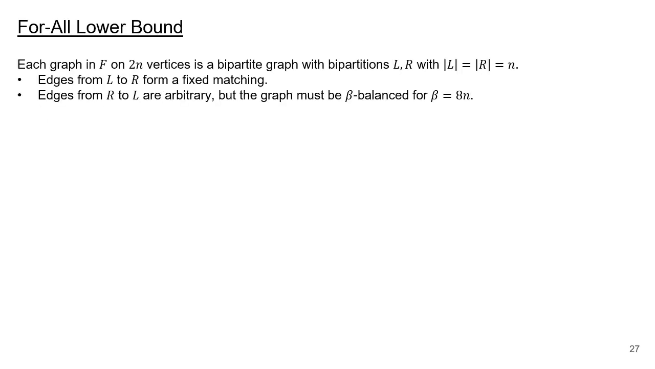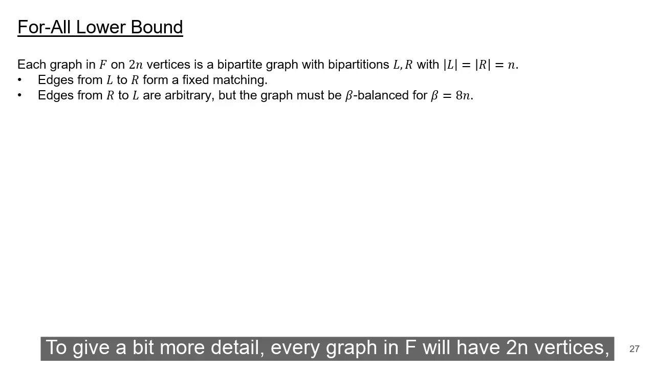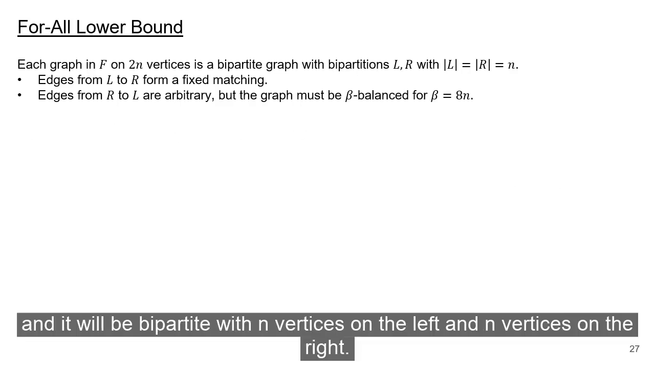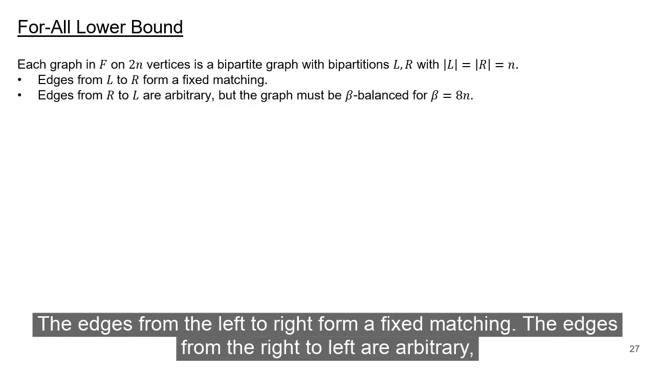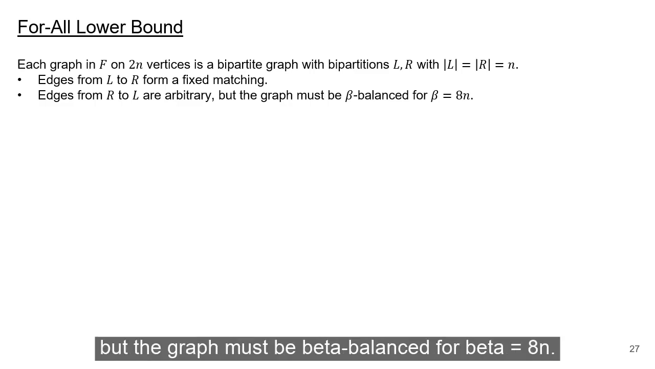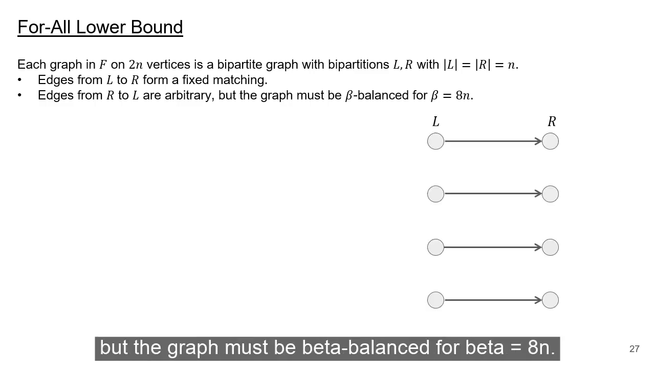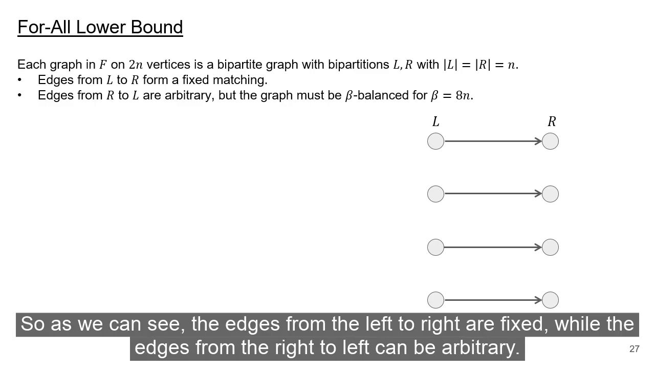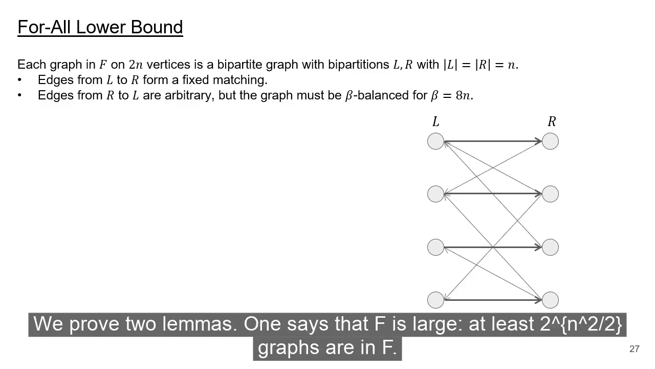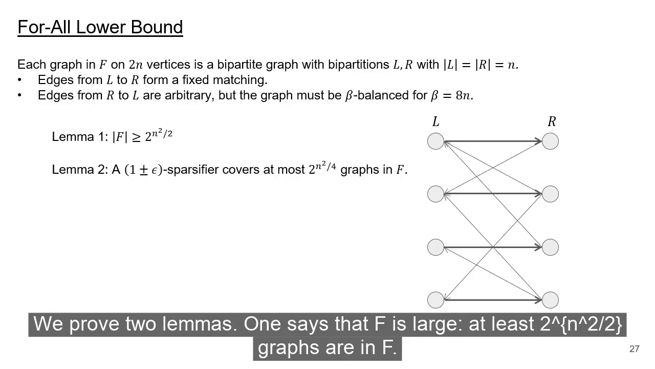To give a bit more detail, every graph in F will have 2n vertices. It will be bipartite with n vertices on the left and n vertices on the right. The edges from the left to right form a fixed matching. The edges from the right to left are arbitrary, but the graph must be beta balanced for beta equals 8n. So as we can see, the edges from the left to right are fixed, while the ones from right to left can be arbitrary. We proved two lemmas.